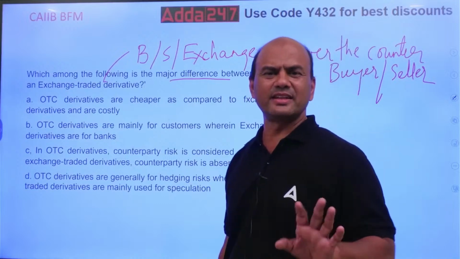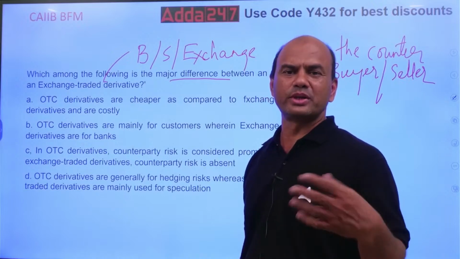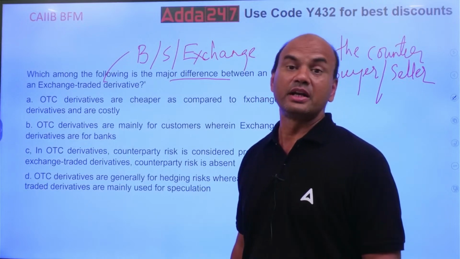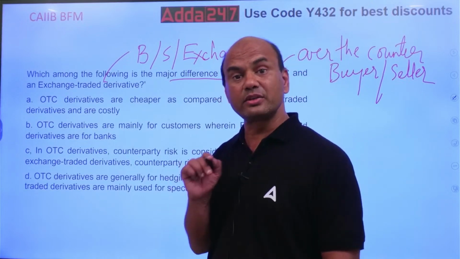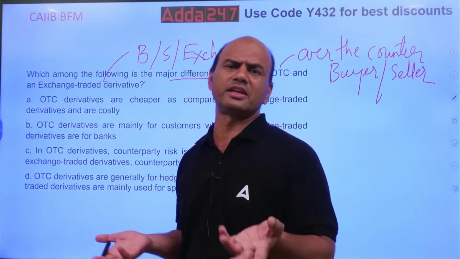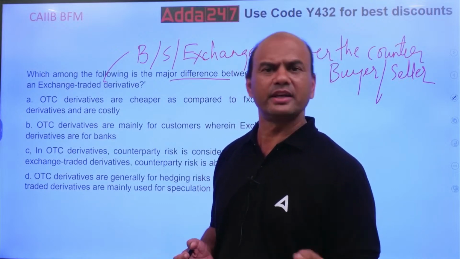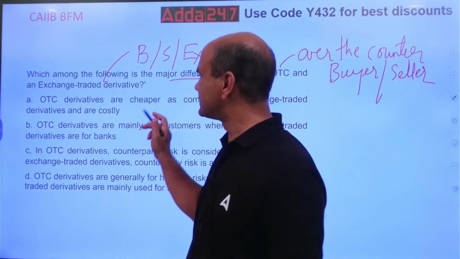You can say anything like this. Here, derivatives cost hardly depends on whether it's OTC or ETC. Derivatives cost depends on the risk involved. What is the risk? If the risk in ETC is higher, its cost will be higher. If the risk in OTC is higher, its cost will be higher. So this is out.